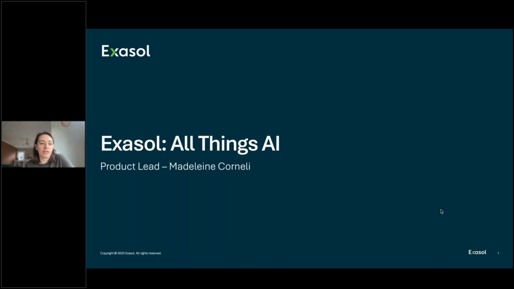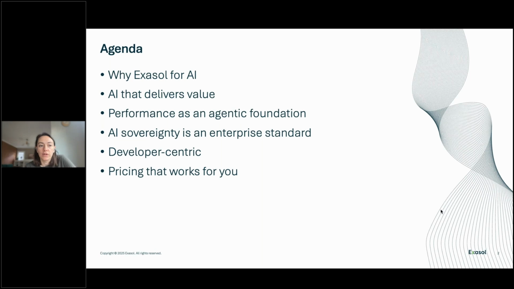So I'm going to talk about a couple different things today. I'm going to start with just an overview of why use Exasol for AI. What is it that Exasol brings that's unique to the AI story, to your AI story? Then I want to talk about how AI truly delivers value, breaking apart the hype from the reality of what AI means, especially in the world of data and analytics. I'm going to talk about performance and AI sovereignty, as these are key components of any AI story, especially in an enterprise deployment. I'm going to talk about how we make developers the center of our AI story, and finally close on a pricing model that works for you, and talk about why that's so important for AI innovation and AI implementation.